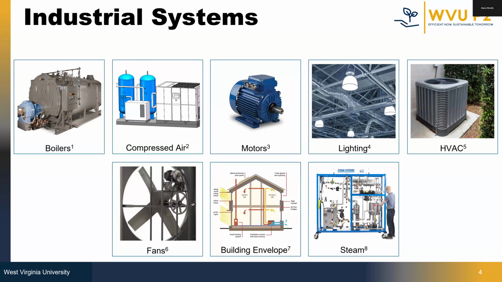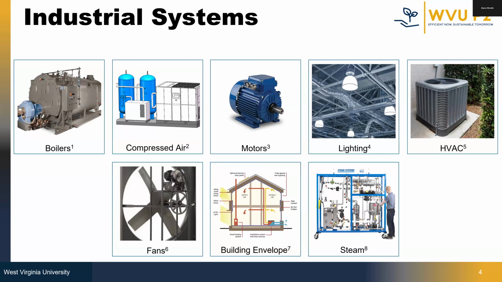And building envelope. The building envelope refers to the physical barrier between the interior and the exterior of a facility. That includes the walls, windows, doors, the roof. The building envelope plays a massive role in maintaining the climate in a facility. Steam, which is typically generated using a boiler, is used in various industrial processes from heating to power generation.